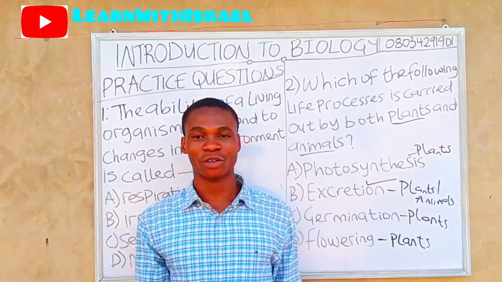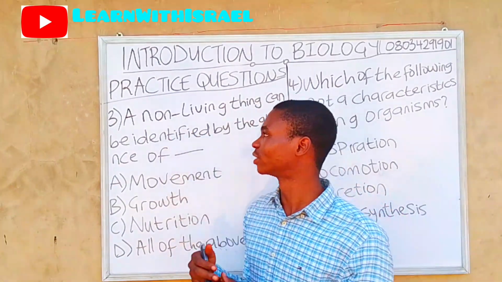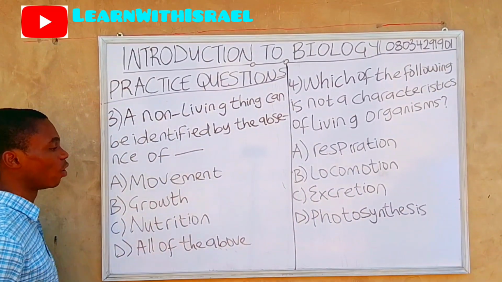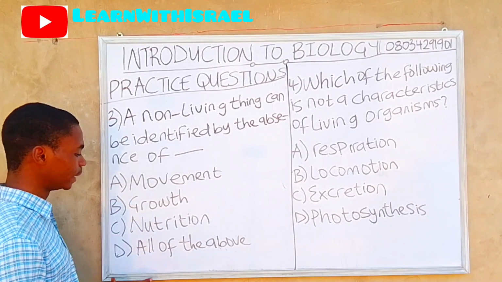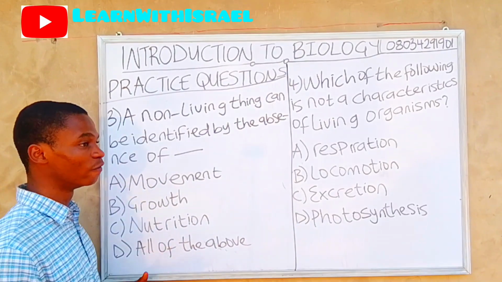So guys, let's continue with the practice questions. Question 3. A non-living thing can be identified by the absence of: A. Movement, B. Growth, C. Nutrition, D. All of the above. So let's start from option A, movement.